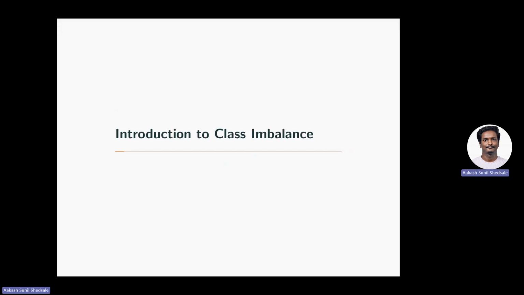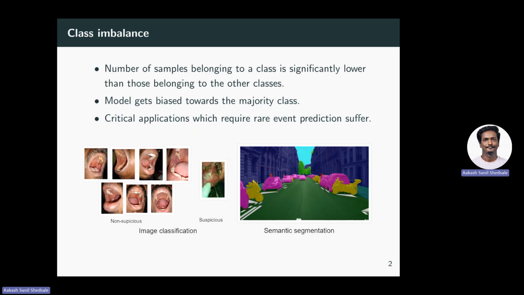First, introduction to class imbalance. Class imbalance arises in a dataset when the number of samples belonging to a class is significantly lower than those belonging to other classes. As a result, the model gets biased towards the majority class and it leads to poor performance on the minority class. Often critical applications which require a rare event prediction suffer from the class imbalance problem.